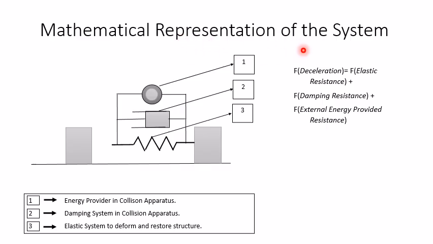This is a mathematical representation of the system. This is one object that is going to collide with another object which has a prevention system. There is a spring apparatus, and this is an energy absorbing apparatus, and an energy providing system to restore the spring if it is needed.